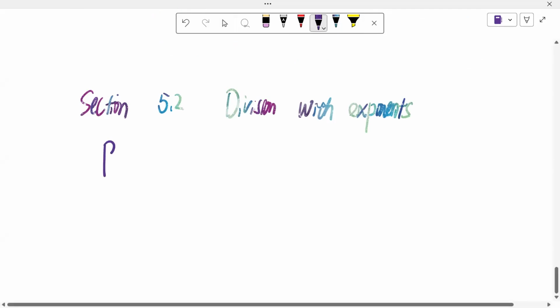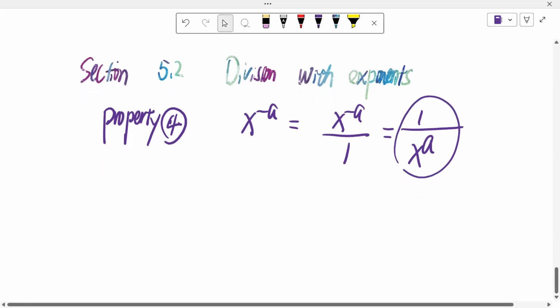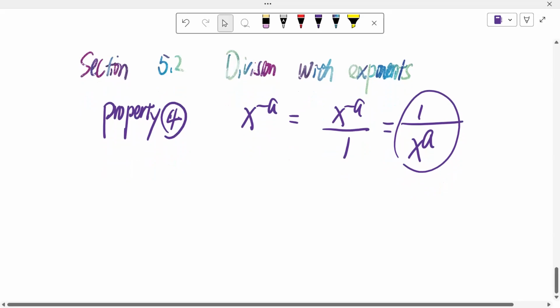So let's look at the property. We actually sort of touched on this already. The property for division, property number 4: if we get x to a negative power a, we can turn it into a fraction. Now we flip this to the denominator, and the top becomes 1, the bottom becomes x to the a. And that's how we simplify the negative exponent. We did it with others in the practice. Example 1.